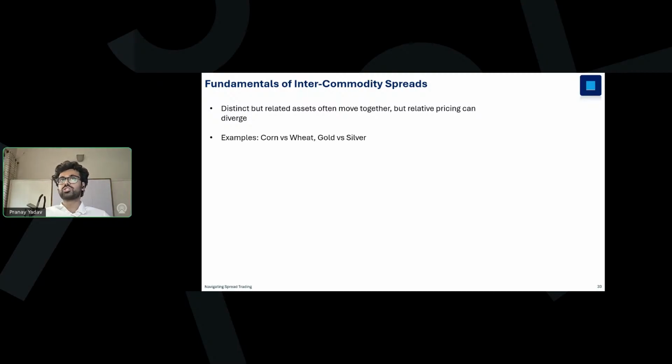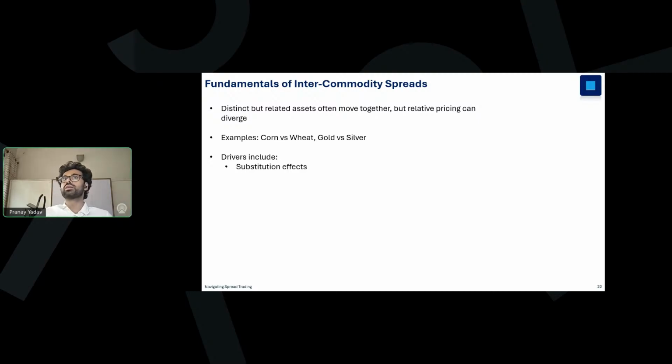Demand drivers for precious metals as an asset class are somewhat related, which means when traders are buying precious metals, they're oftentimes buying both gold and silver. When traders are buying agri grains, oftentimes they're buying both corn and wheat. They're substitutable between each other, right? That's exactly one of the important effects that drives these intercommodity spreads, the substitution effect.